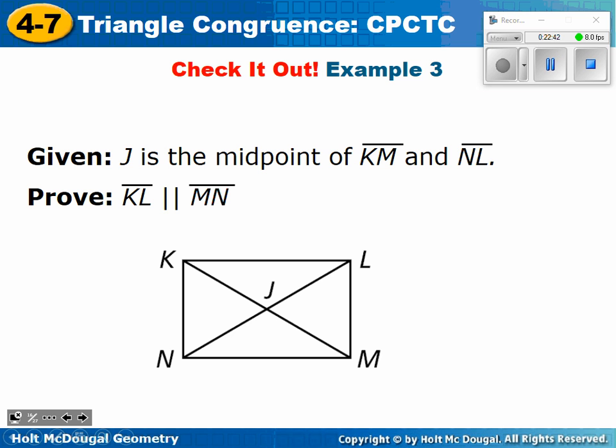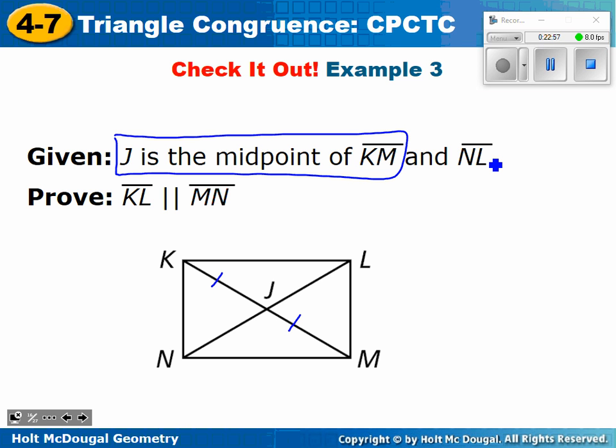So J is the midpoint of KM. If I take this part, what could I mark in my picture? Okay, KJ and what? MJ. Okay, so we can mark those congruent. First of all, let's look at what we're trying to prove. I should have started with that. What is our goal here? Okay, we want to get this top line parallel to this bottom line.